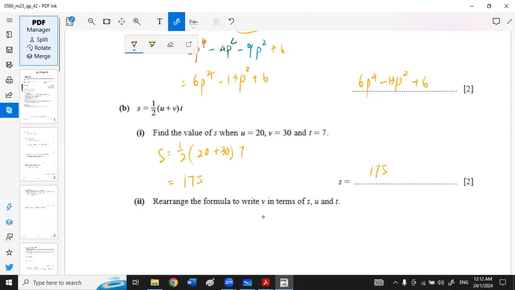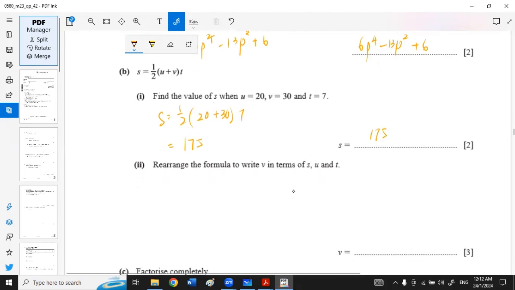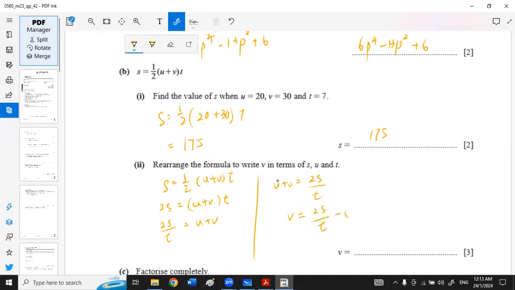Rearrange the formula to write v in terms of s, u, and t. So s equal to half of u plus v, times t. Bring the 2 over, you get 2s equal to u plus v times t. So u plus v equal to 2s over t. Therefore, v equal to 2s over t minus u.